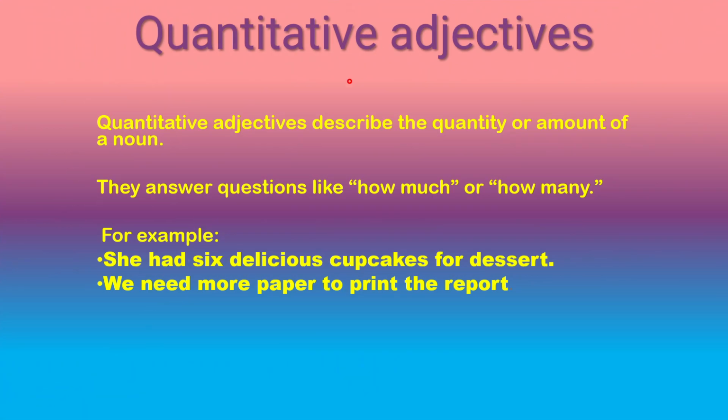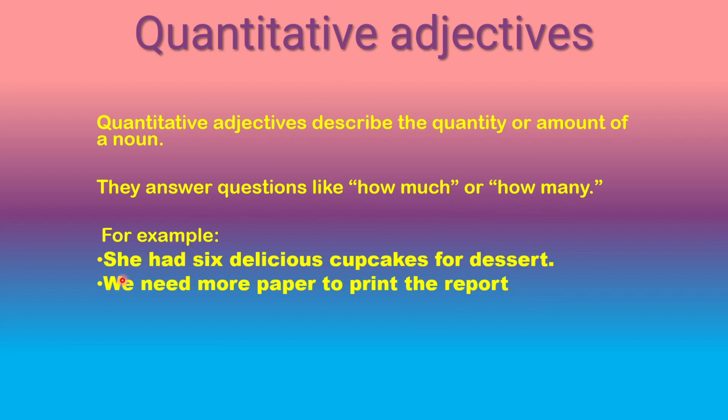The next one is quantitative adjective. This word may be familiar to you. Let's see what it has to say to us. Quantitative adjectives describe the quantity or amount of a noun. They answer questions like how much or how many. Okay, remember these 2 phrases.